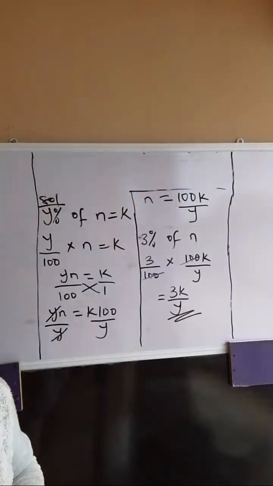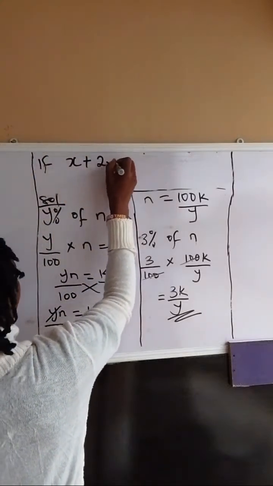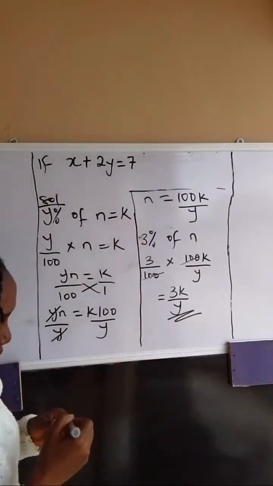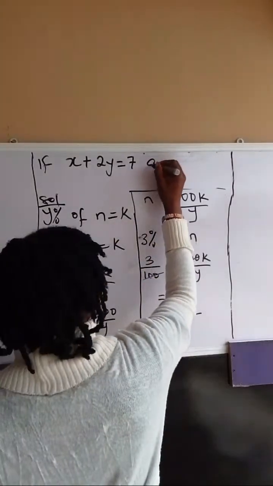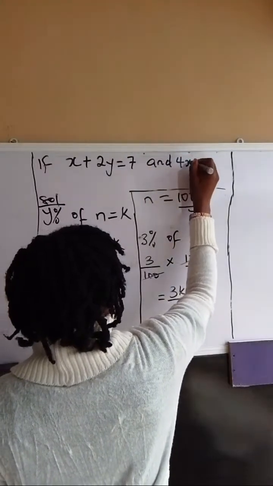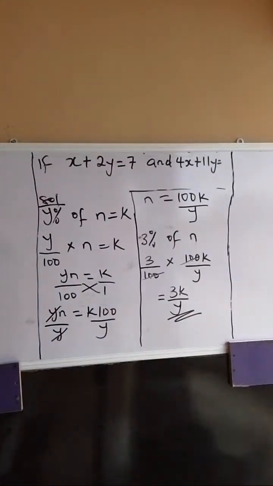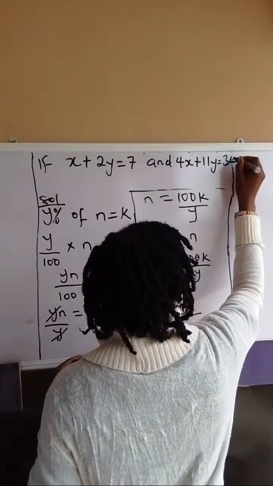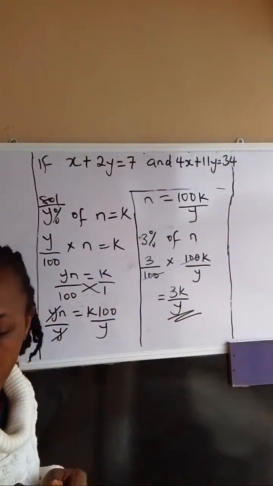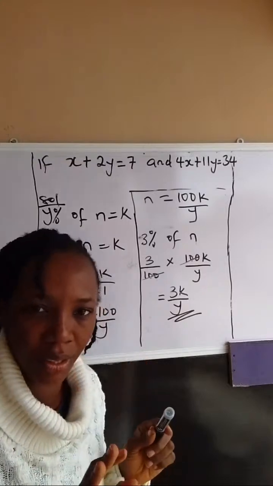All right, so the next question says, if x plus 2y is equal to 7, and 4x plus 11y is equal to 34. I hope we can see that. Okay, yes. Now, by how much?